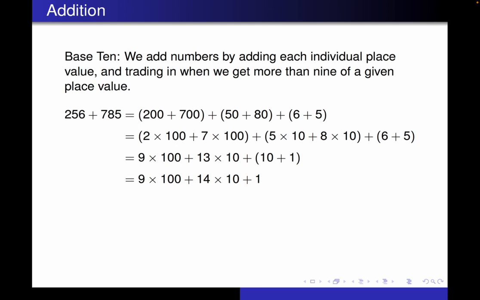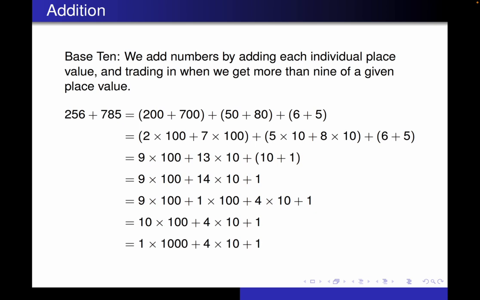We can play the same game with the 14 tens, split that into 10 plus 4 tens. We can combine that 100 with the 9 other hundreds to the left of it. That gives us 10 hundreds. And then we can make that 10 hundreds into 1 thousand. And now we have everything the way we want it. We have 1 thousand, we have 0 hundreds, we have 4 tens, and we have 1 unit.